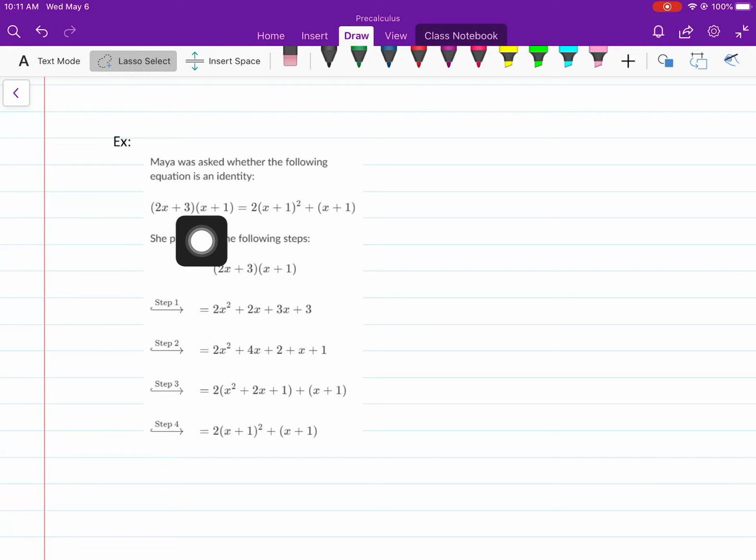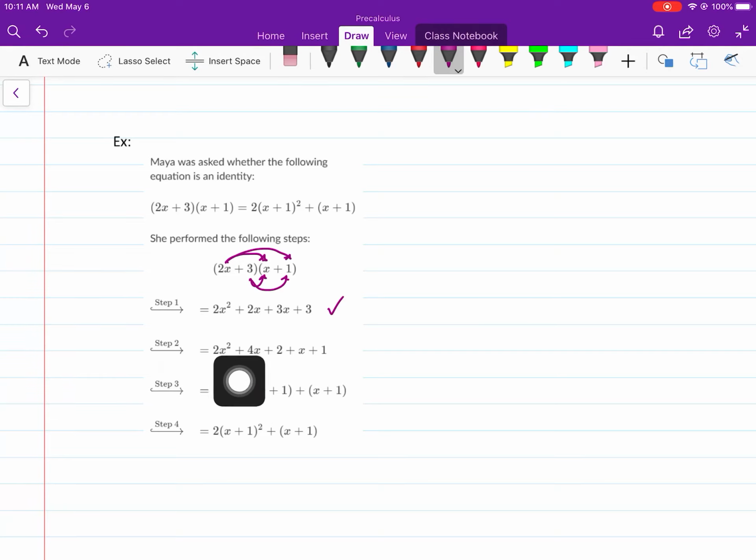She's starting with the left side, 2x plus 3 times x plus 1, and it looks like she's starting with distributing. So 2x squared plus 2x, and then plus 3x plus 3. Just checking that off: 2x squared plus 2x plus 3x plus 3. That checks off, that's good. Okay, so step 1 is fine. Let's go ahead and look at the next step.